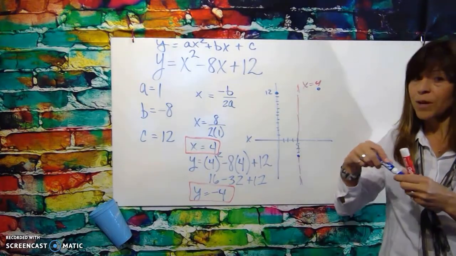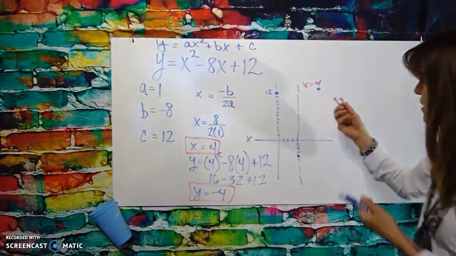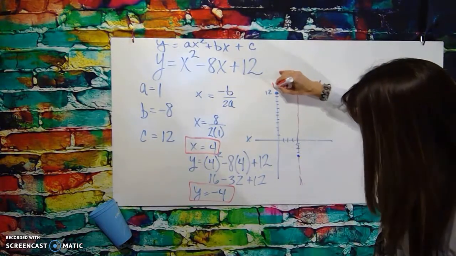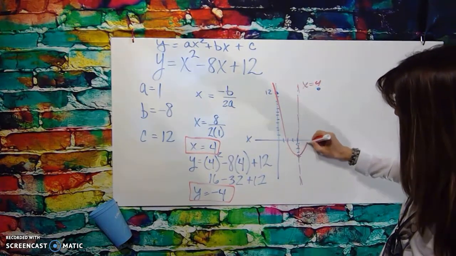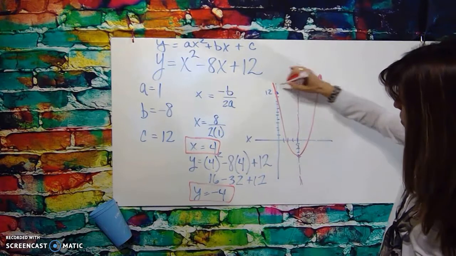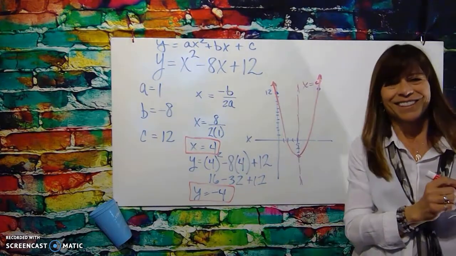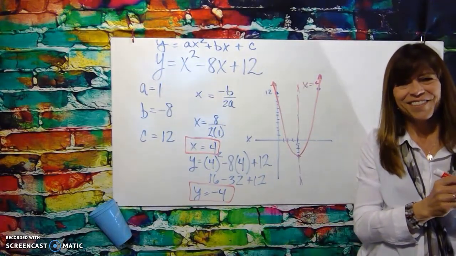Okay, so this is what our parabola is going to end up looking like. Check this out. It's going to come all the way down through here, through 4, negative 4, and shoot right up through there, just like that.